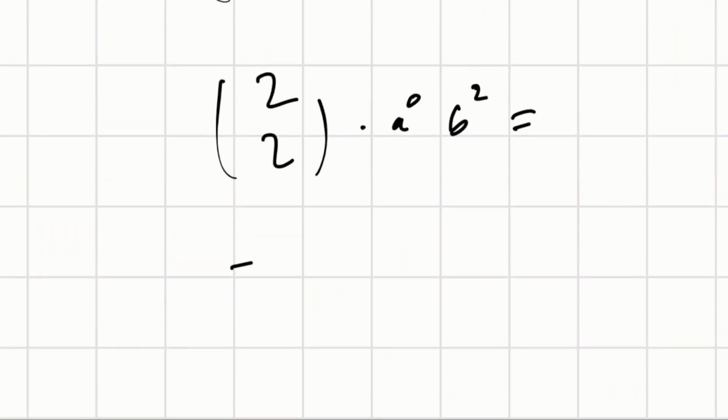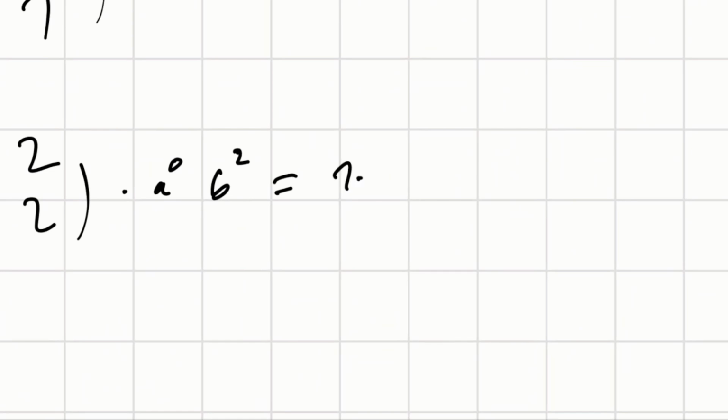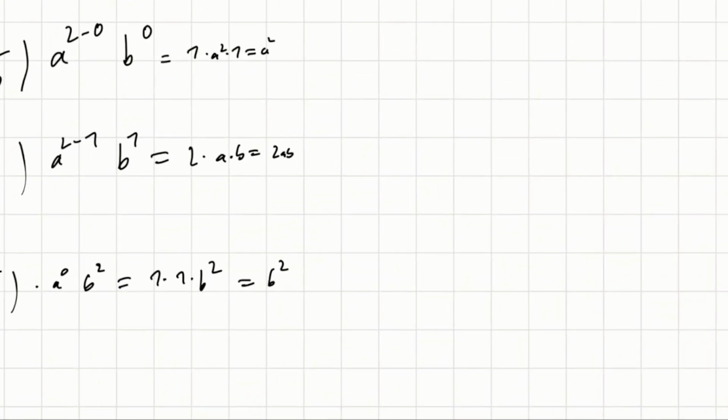I hope this is clear, but I think I explained this very badly. So we've got 1 times a with the exponent of 0 is 1, times b squared equals b squared. Now we just add them all together: a squared plus 2ab plus b squared.